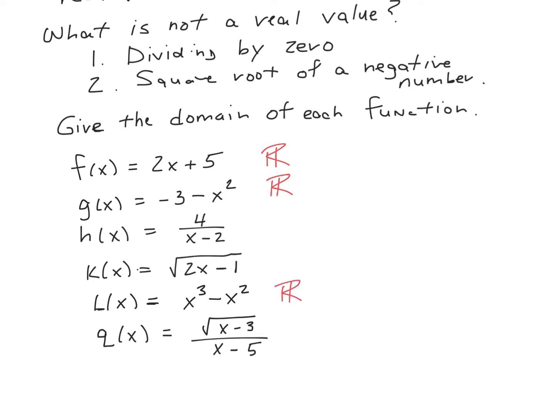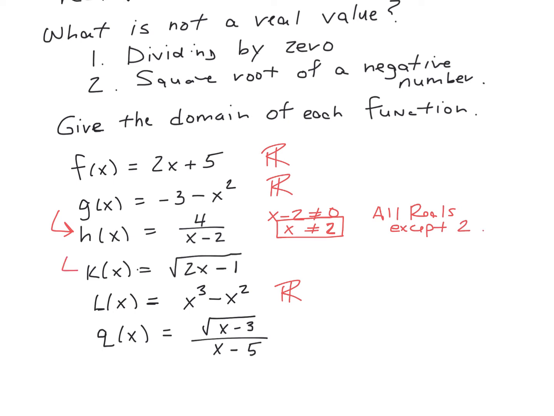All right, now when we get to one like h of x, that is a fraction, we know that this denominator, x minus 2, cannot equal 0. What makes that equal 0? When x is 2. So we would say in this case, the domain would be x cannot equal a positive 2. It would be all real numbers, except 2. Everything else would produce a real value.